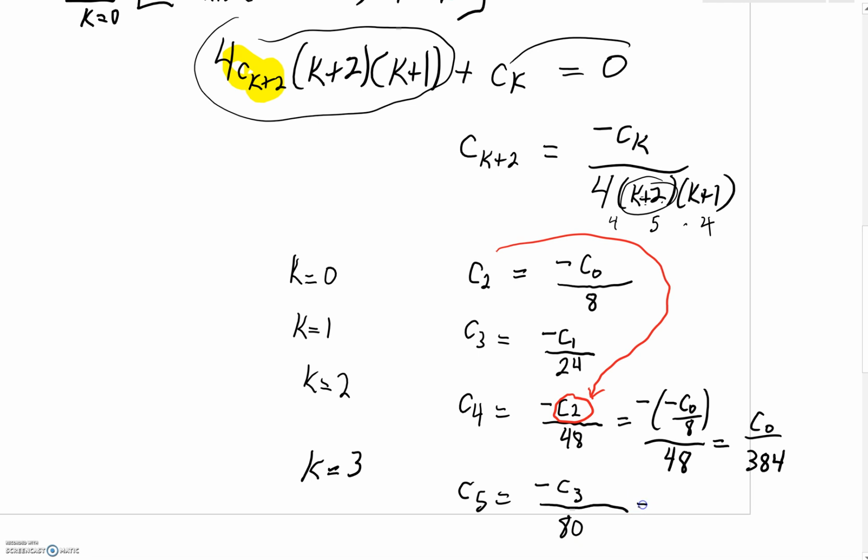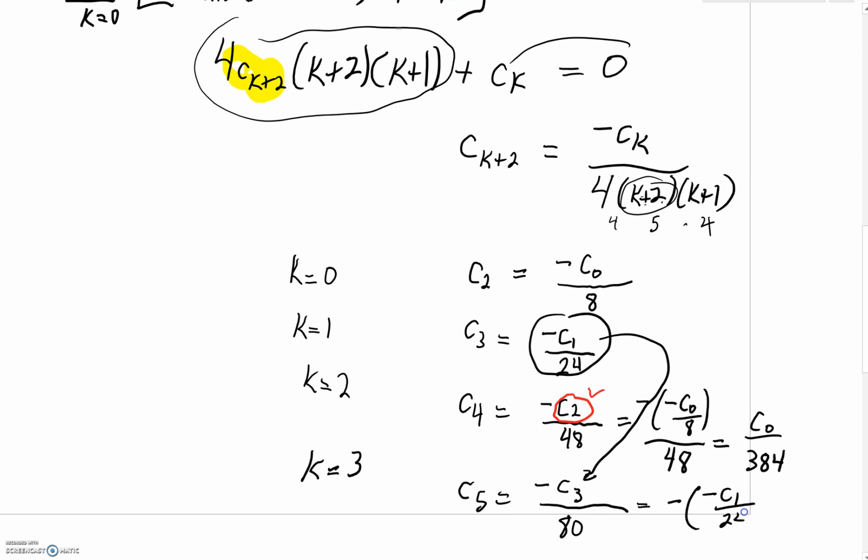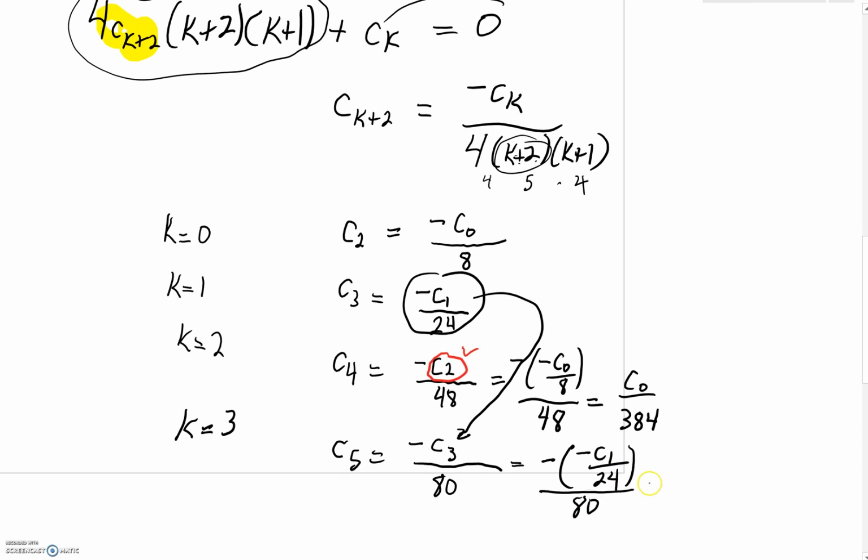So it doesn't take too much work. But here we go again, with this c sub 3. C sub 3 is going to be right over here, isn't it? It's going to be negative c sub 1 over 24. And down below, we've got our 80. Once again, a negative and a negative make a positive. So we'd get a positive c sub 1. And then 80 times 24, we'll just multiply through. That should be 1,920. Okay?